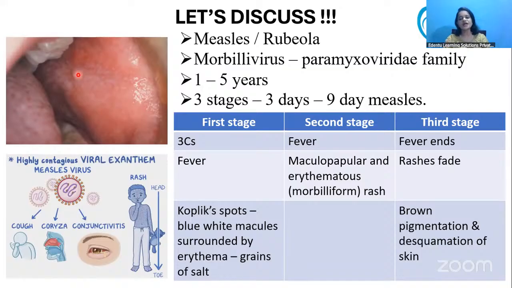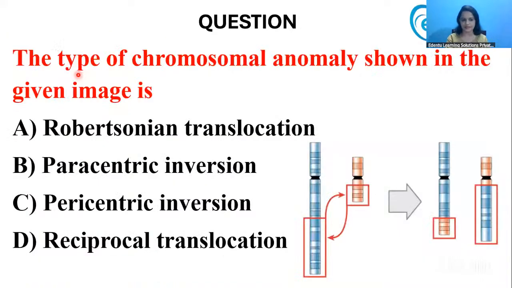Okay. So these are the three stages of the measles, which is also called 9-day measles. First stage: cough, coryza, conjunctivitis, and Koplik spots. Second stage: rash will be there. Third stage: the fever ends and the rash fades, and brown pigmentation and desquamation of skin is usually seen.